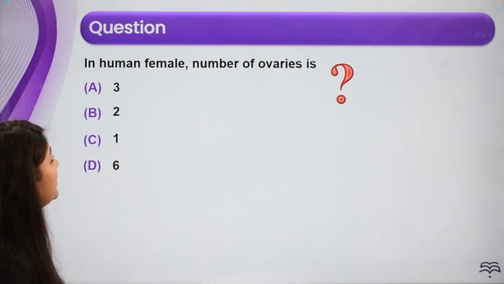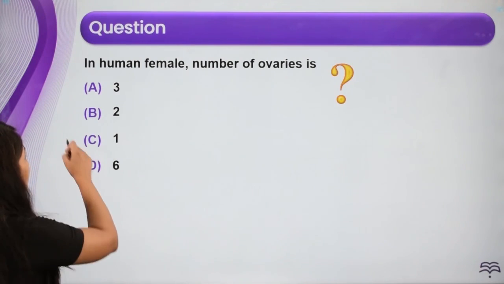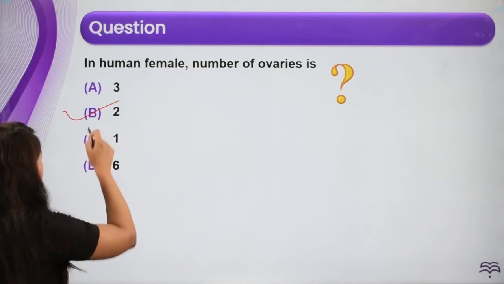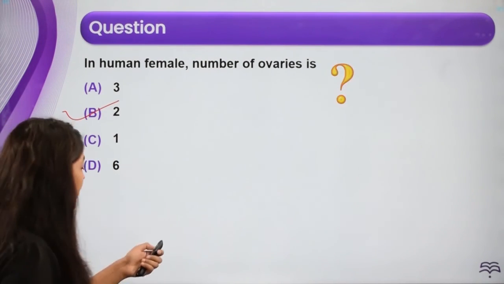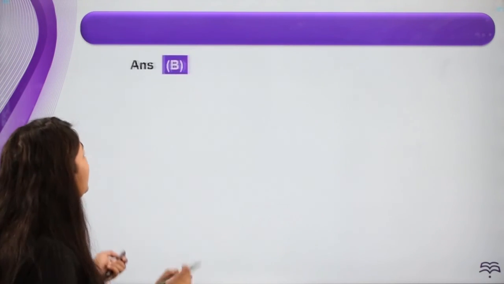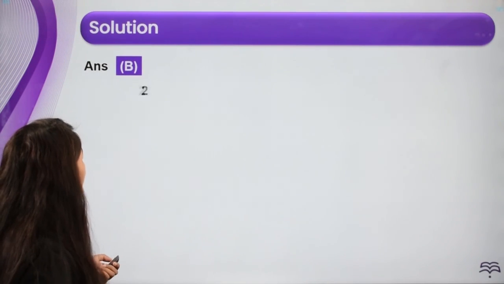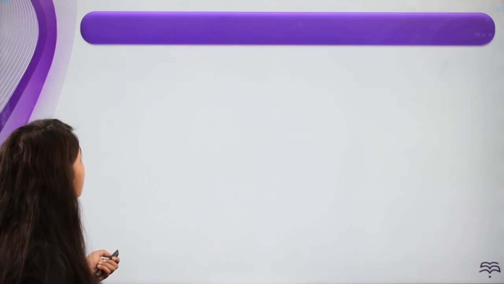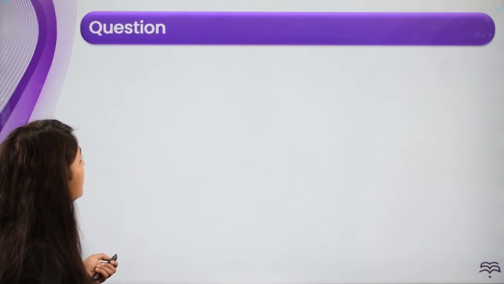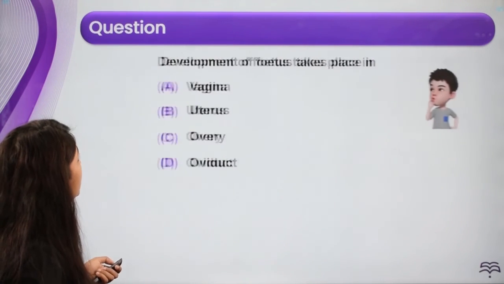In human female, what is the number of ovary? A pair, 2, right? एक right ovary होती है, एक left ovary होती है। So the questions are very simple. This is a very basic part of female reproductive system. ठीक है, चलिए next question.